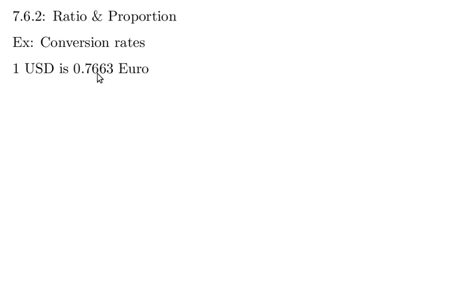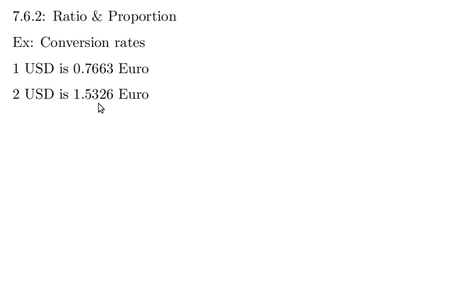Something that's kind of important to understand is this means that if we go into some place in the airport that changes your money, if you give them $1, they'll give you back 0.7663 euro. Well, if you give them $2, that means they're going to give you back twice as many euros, right? Because $2 will be worth twice as many euros as $1, so it's 1.5326 euro. Because that's twice as many euros.